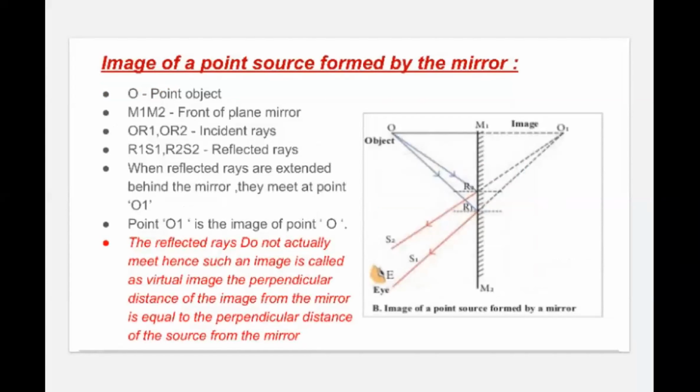Now we will see how the image of a point source will be formed by a mirror. Here we will take a mirror M1, M2. This black line represents the front side of the mirror, and these slanting lines will represent the back side of the mirror. Now I want to find out how a point source image will be formed if a point source is kept in front of the mirror.